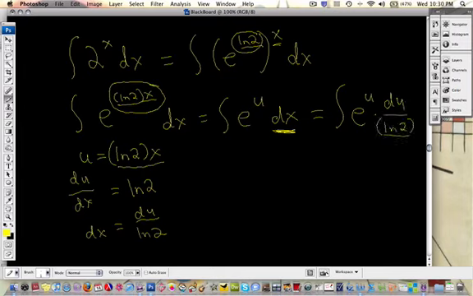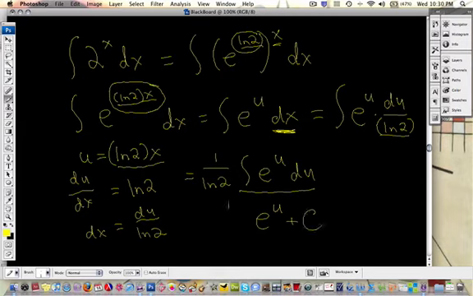ln 2 might look weird, but it's just a constant, so we can pull it out just like any other constant. We've got 1 over ln 2 times this antiderivative, which is pretty simple at this point. Remember, for e to the u, the antiderivative is just e to the u plus c. And then we multiply it by this constant here, right?